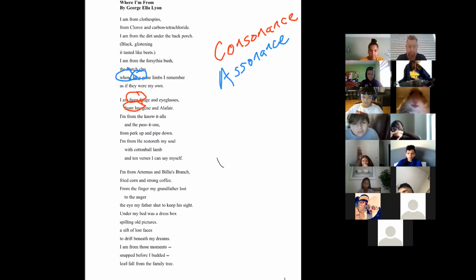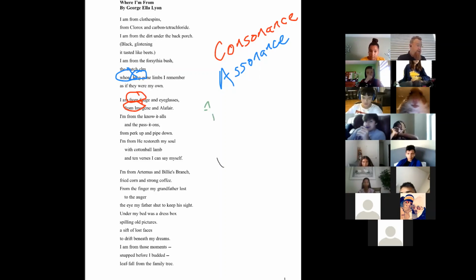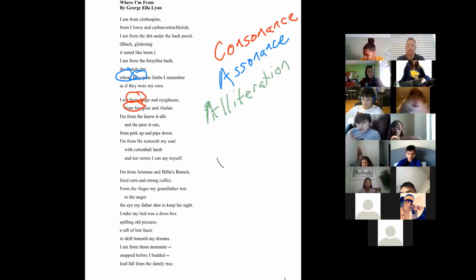So we've got these two things, and then the one other I just wanted to bring to your attention and show you that they are present here, and certainly these are not exhaustive. It's not like we're going through all of them here. But the last one I wanted to talk about today in terms of sound devices is alliteration.